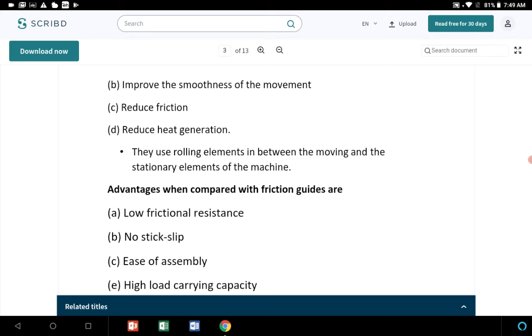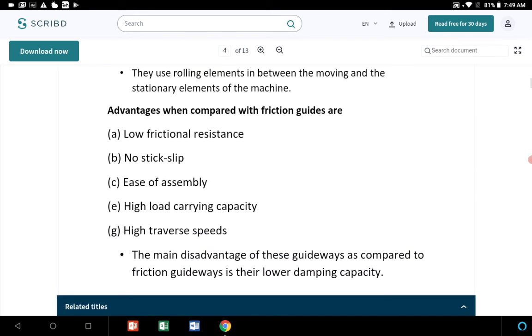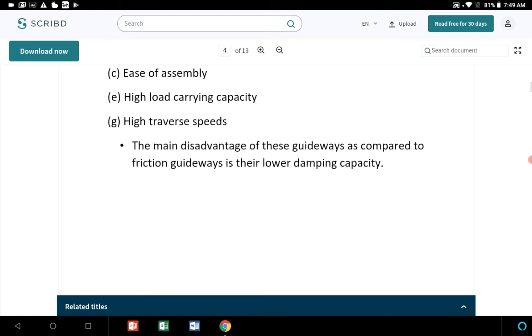You can write this. So the advantages as compared to friction guideways, you can see here: low frictional resistance, no stick slip, ease of assembly, high load bearing capacity as compared to friction guideways, high traverse speeds, and of course the low damping capacity is also there. That is the main advantage of that one.